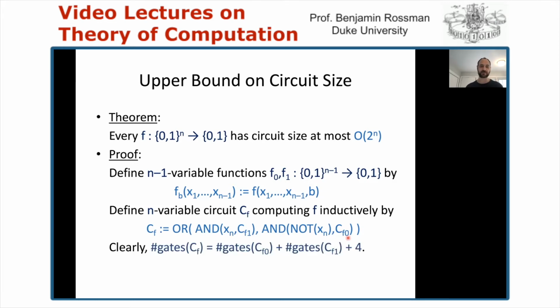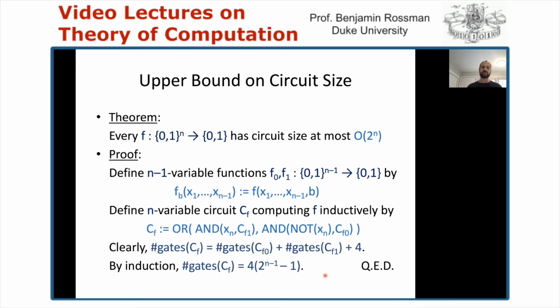And clearly the number of gates in the circuit C sub f is, well, we have the gates from C_f1, we have the gates coming from the subcircuit C_f0, and then in addition we have 4 extra gates, this OR, AND, and NOT. And then by induction, it follows that the number of gates in C_f will actually equal this number here, which is order 2 to the n. Okay, so this is one way of showing that every Boolean function has at most exponential circuit size.